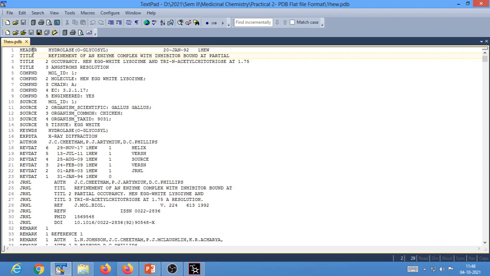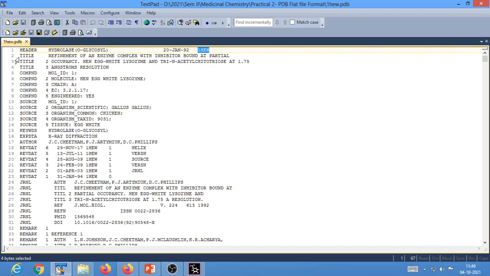So the very first and usual keyword that is present in any PDB file is the HEADER line, or the line that begins with the keyword HEADER is called the header line. The header line would give you information like when that molecule was deposited in the Protein Data Bank, and what its unique identifier is.